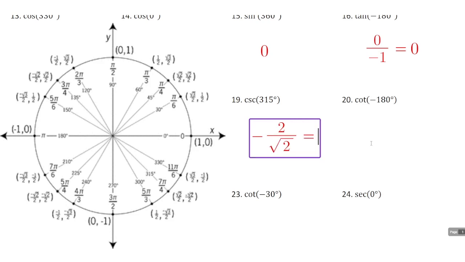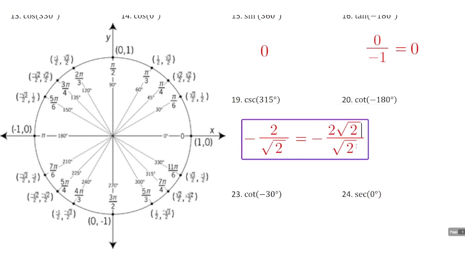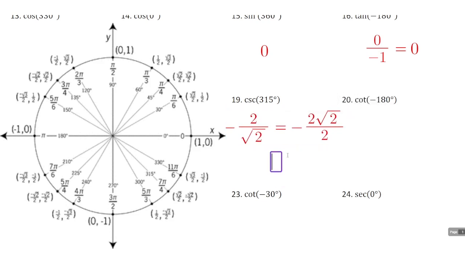Now I do need to rationalize the denominator just like with number 18. And so when I do that and multiply both the numerator and the denominator by root 2, I'm going to get 2 root 2 over 2. This one actually simplifies a little further. 2 divided by 2 is 1. So that means that this whole thing just equals negative root 2. Let me move this over, give myself a little space here.